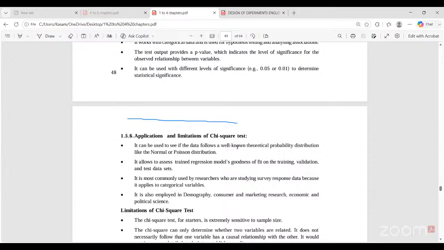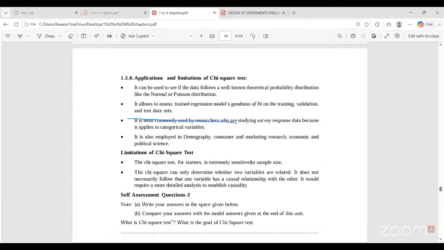It allows the trained regression model goodness of fit on training, validation, and test data sets. It is most commonly used by researchers who are studying survey response data because it applies to categorical variables. It is also employed in demography, consumer marketing research, economics, and political science. These are the limitations of the chi-square test.